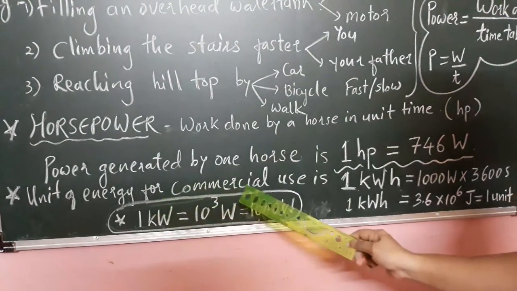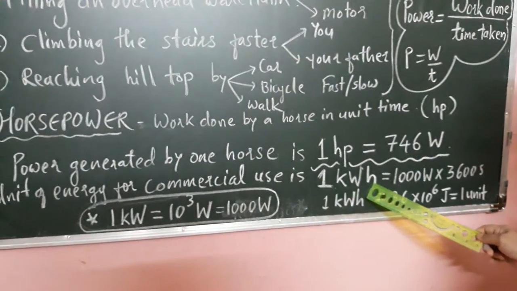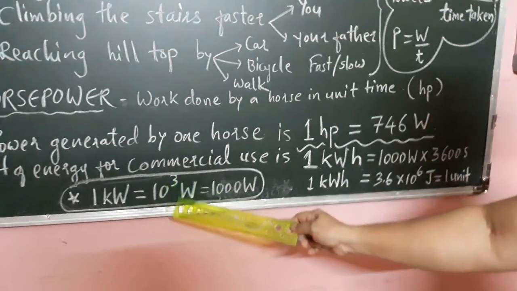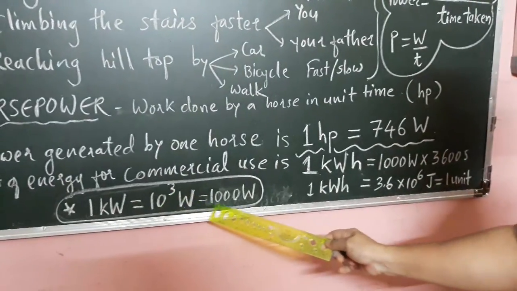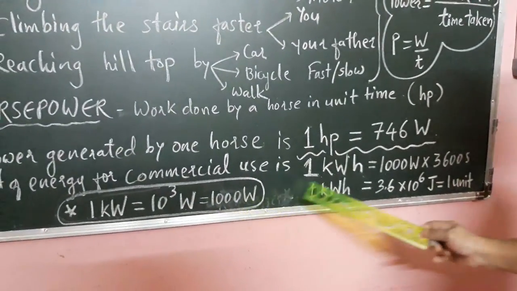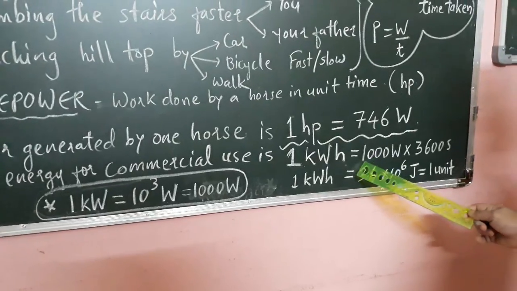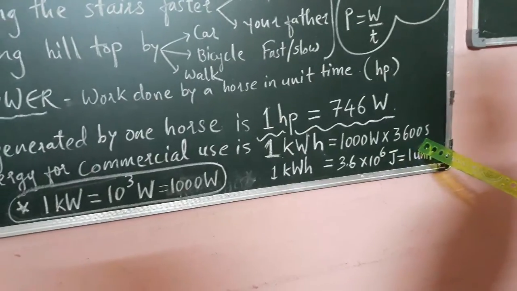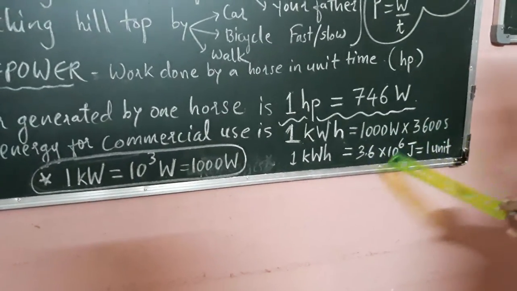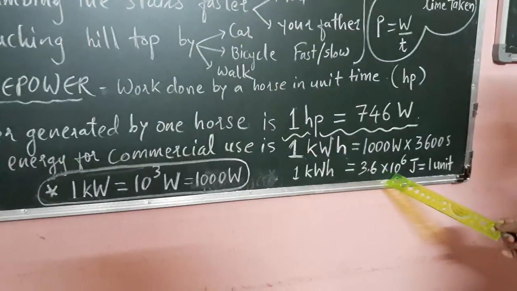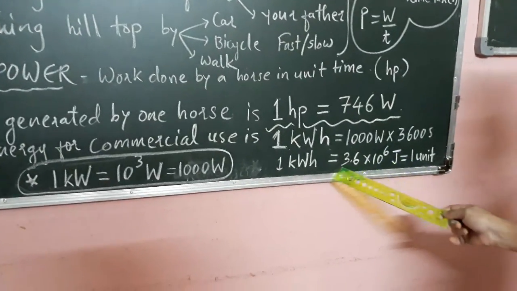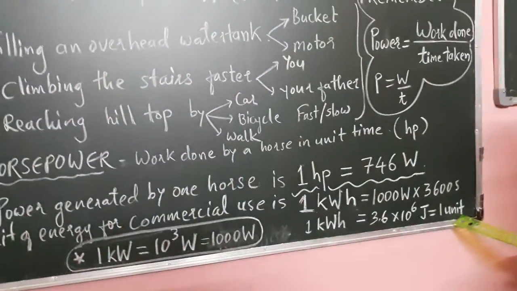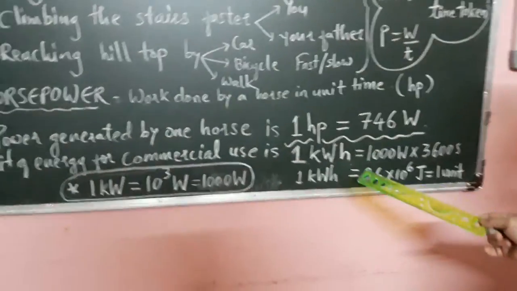The unit of energy for commercial use is 1 kilowatt hour. Now 1 kilowatt is equal to 10 raised to 3 watts. 10 raised to 3 means 1000 watt. When we insert that value here, we get 1000 watt into hour. 1 hour is 3600 seconds. So when we calculate this, we get 3.6 into 10 raised to 6 joule, and this value is called 1 unit, which is used to calculate electrical energy consumption.